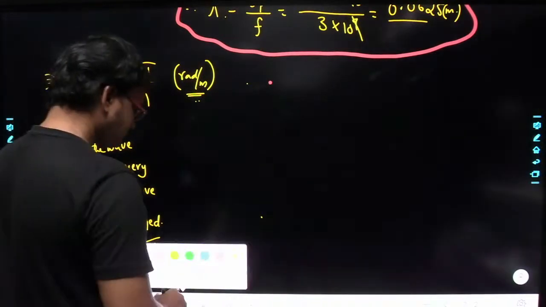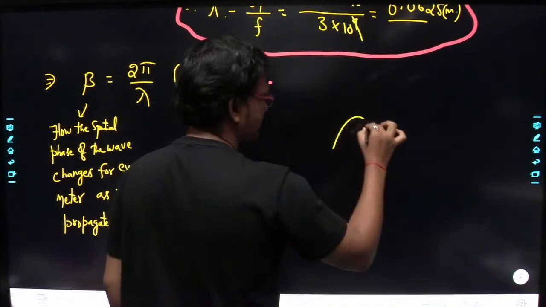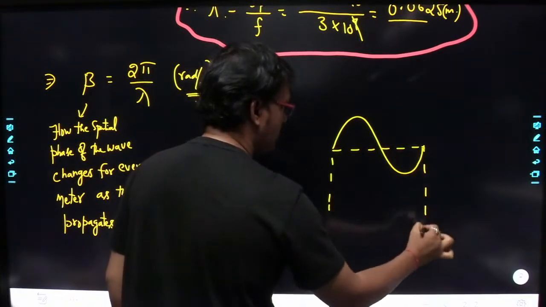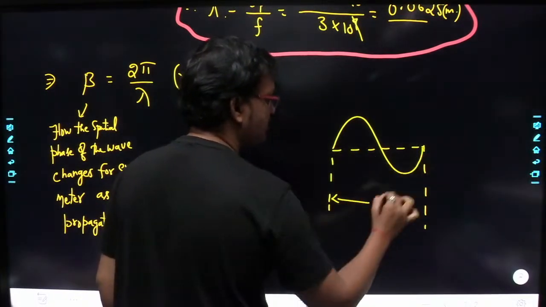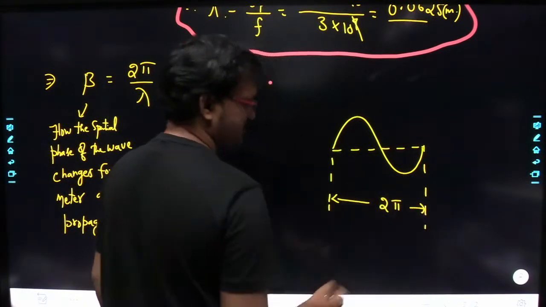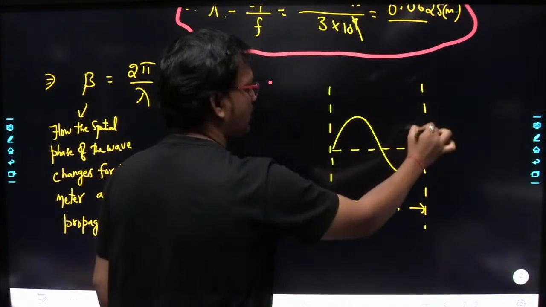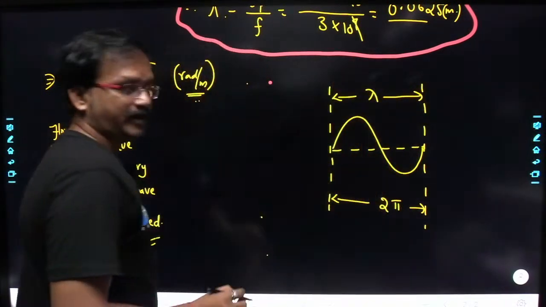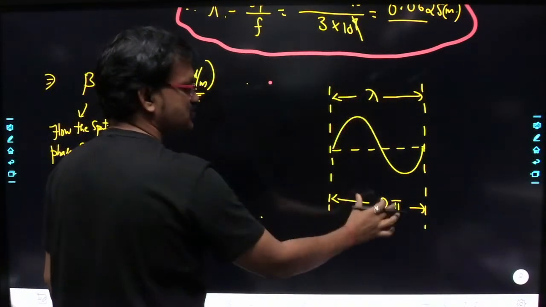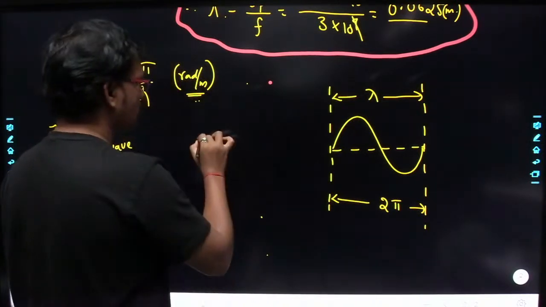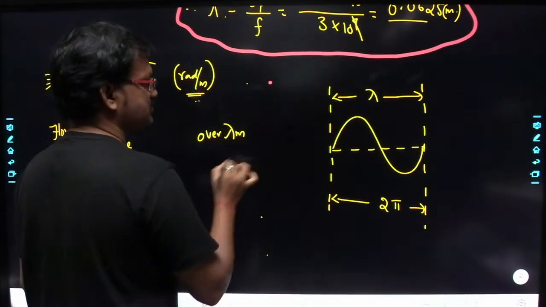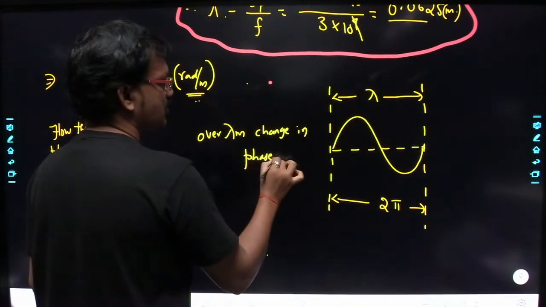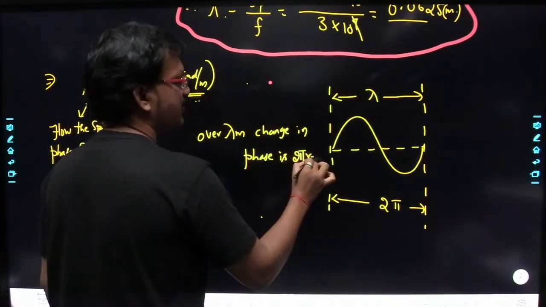See here, if you consider a wave, from here to here, what is the change in phase? The change in phase from here to here is nothing but 2 pi radians. And what is the distance from here to here? It is nothing but the wavelength lambda, right? So over lambda meters, the change in phase is 2 pi radians.